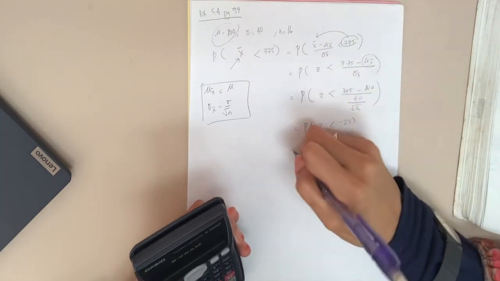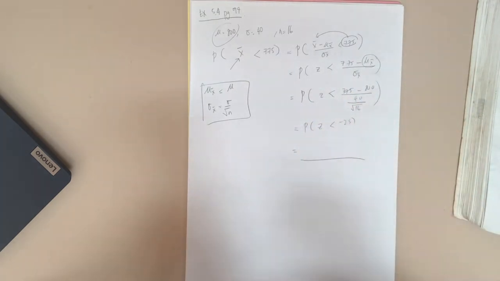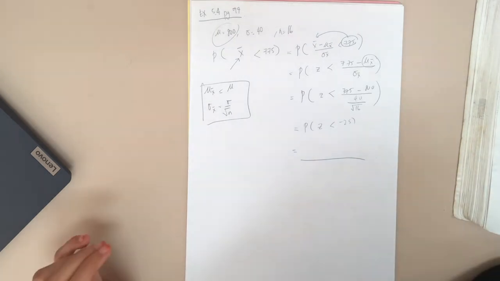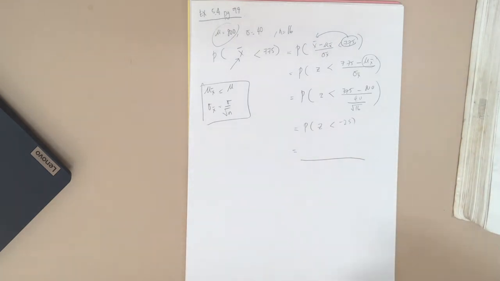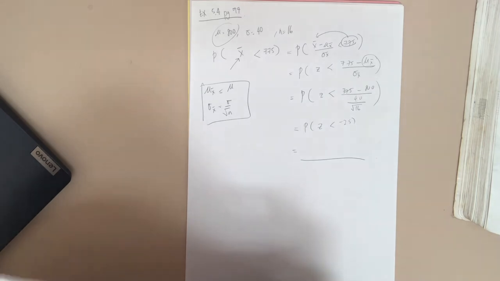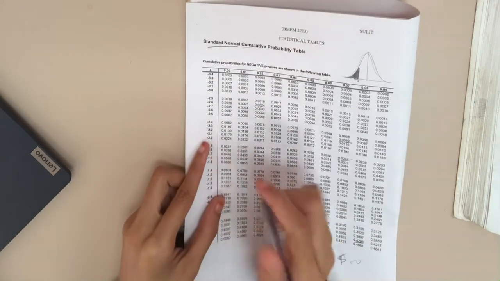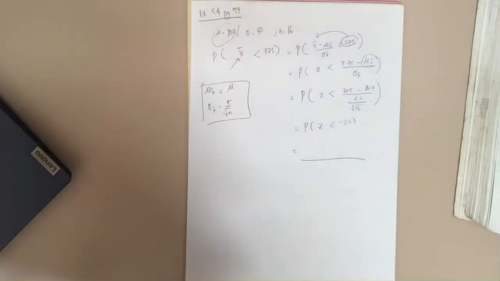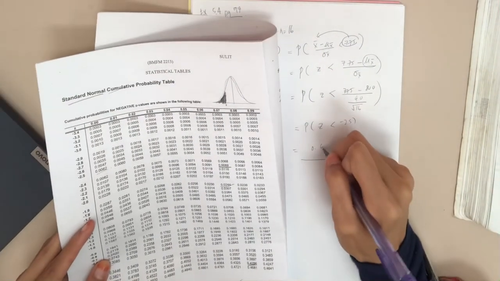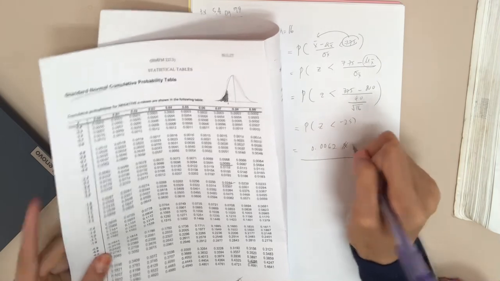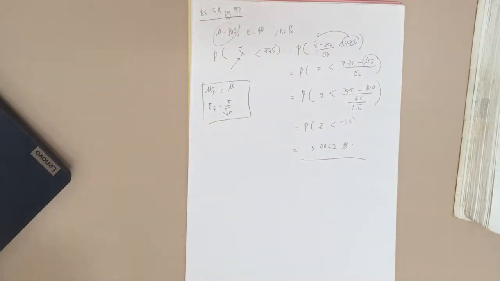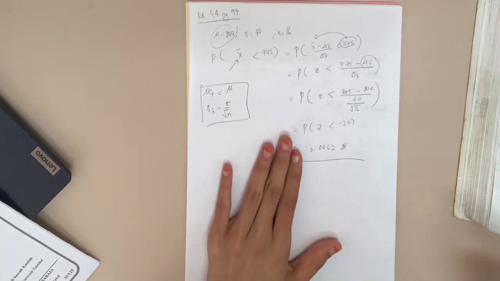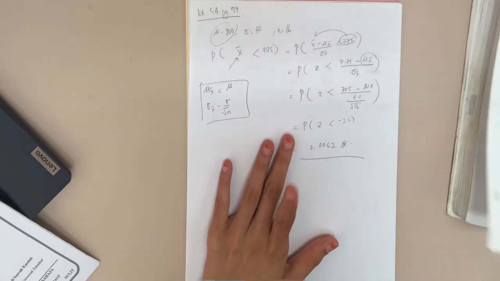Then you should use your standard table to find the value of negative 2.5. So negative 2.5 is somewhere here. This one, so it will be 0.0062. That's all. So I give you another example.